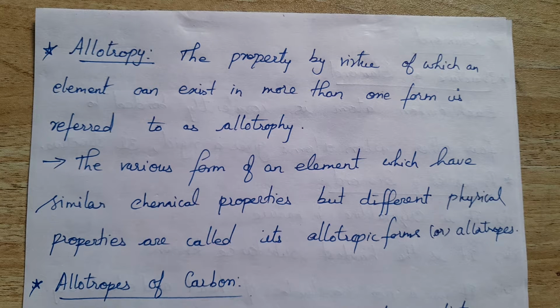Hi dear, last class we have seen what is covalent bond, what are the types of covalent bond as well as the properties of the covalent bond. So today we'll see important things that we should know, that is allotropes of carbon. First we'll see what is allotropy, then allotrope and allotropes of carbon.